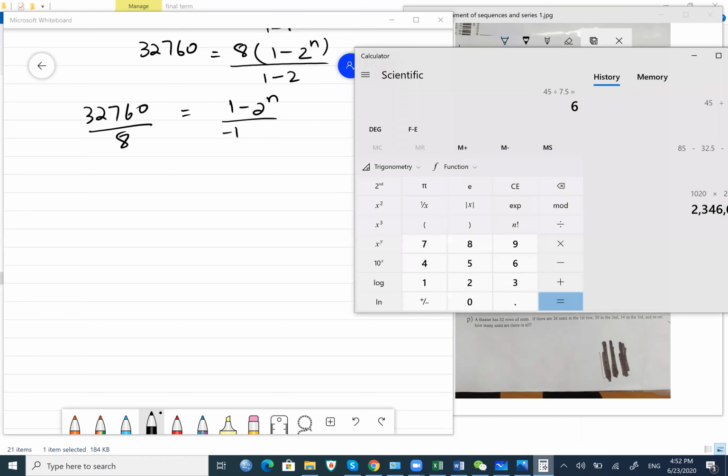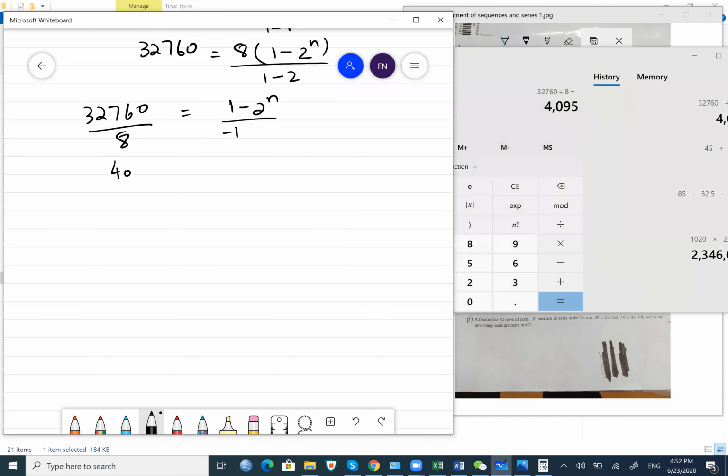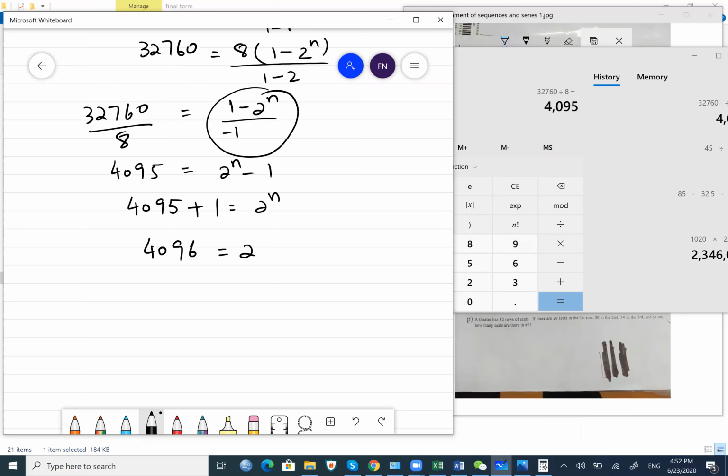Here 32,760 divided by 8 is 4095, which equals 2 raised to power n minus 1. So plus 1 gives 4096 equals 2 raised to power n, right?